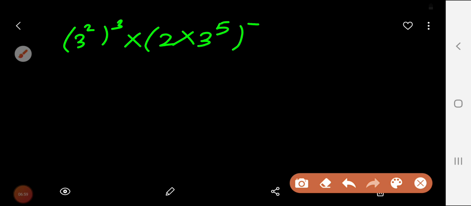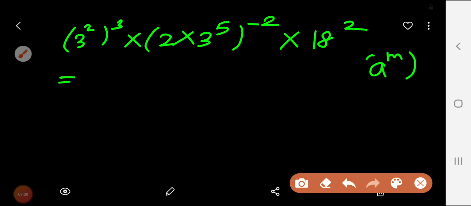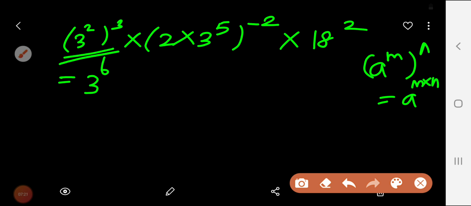(3 square) whole power 3 into (2 into 3 power 5) whole power minus 2 into 18 power 2. For the power rule we have to use (a power m) whole power n. If it is like this, we have to multiply a power m into n. So 3 power 2 into 3, 3 power 6. For this term we have used the power rule. So it is 3 power 6.